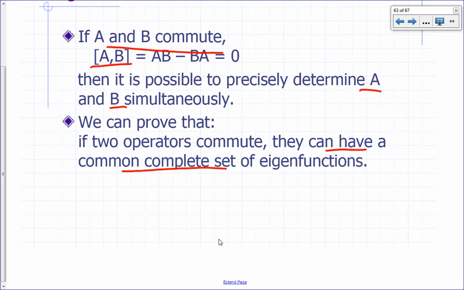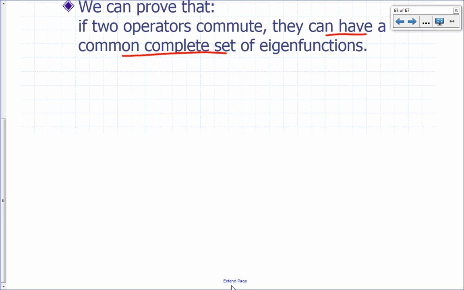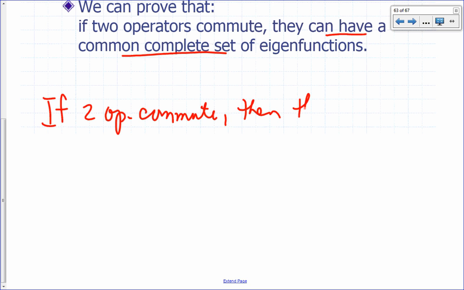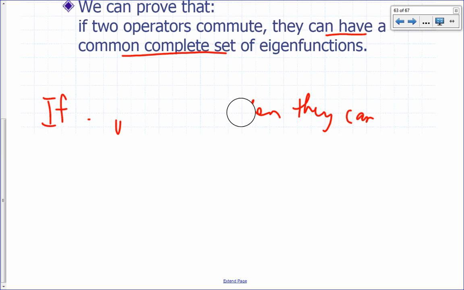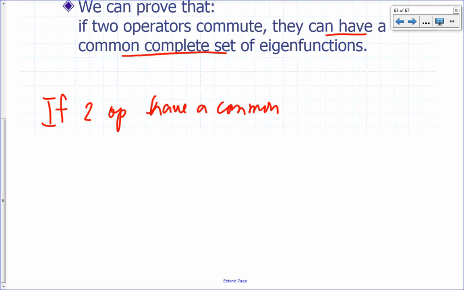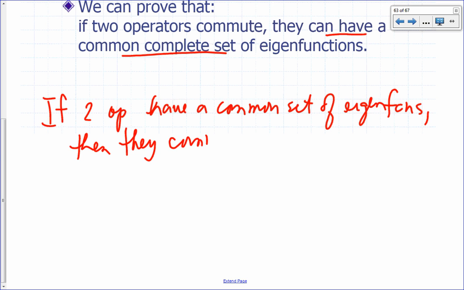In fact, let's first prove something, here's a theorem. If two operators commute, then they can have... well, let's prove something else first. If two operators have a common set of eigenfunctions, then they commute. This is an easier thing to prove, and then we can prove the other one also.